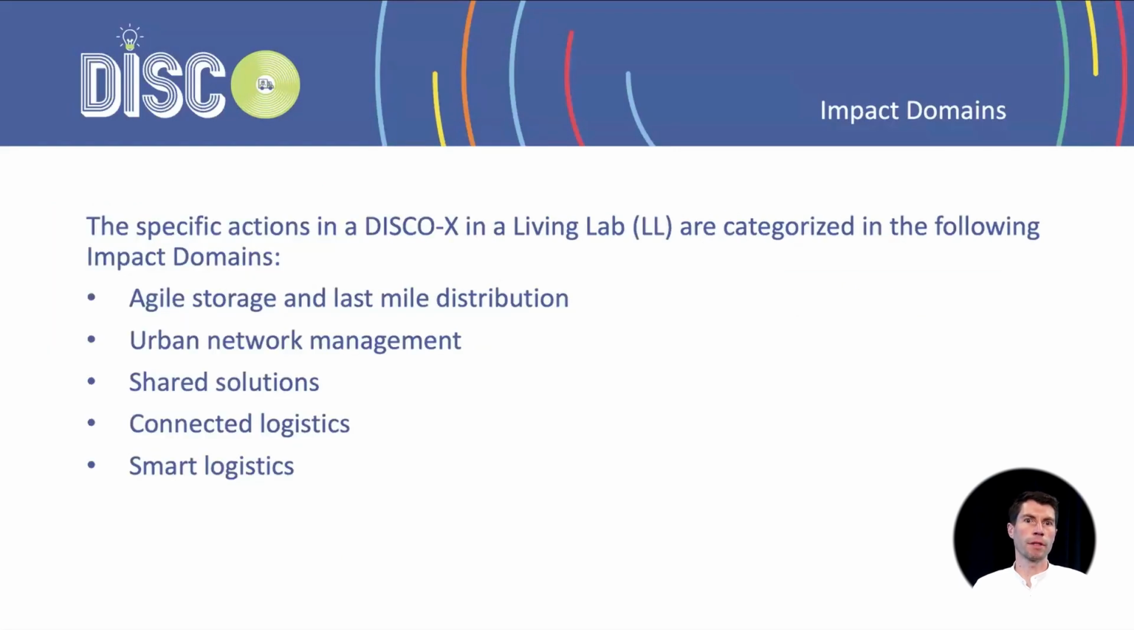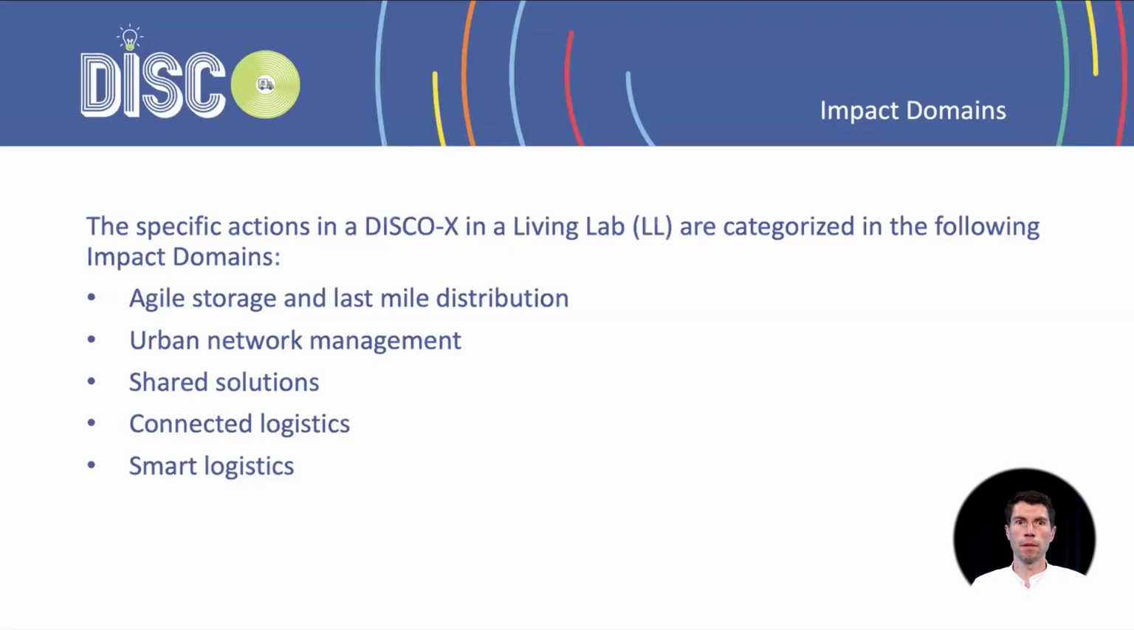In order to structure and categorize the various DISCO-X measures, but also to track the impact achieved by implementing them, 5 impact domains were introduced in the project context, each representing a distinct area where we aim to create significant positive change. The first one is the agile storage and last mile distribution. This impact domain focuses on optimizing the final leg of delivery, making it more efficient, responsive, and environmentally friendly, for example, through micro hubs or cargo bikes.